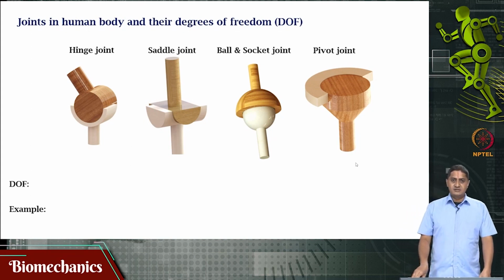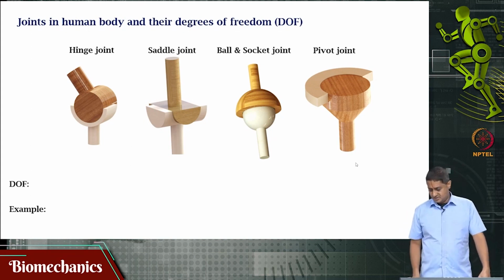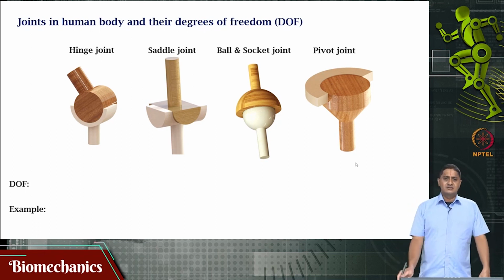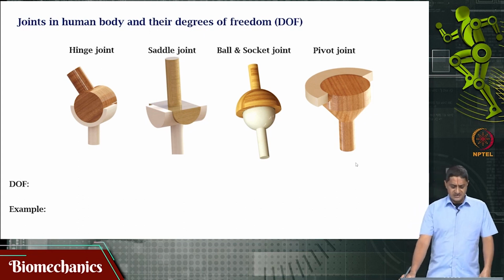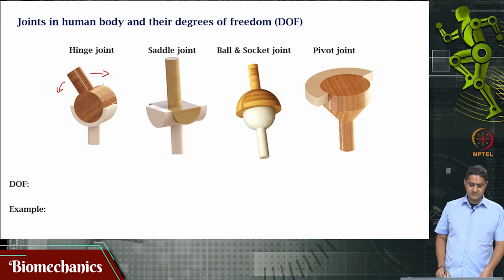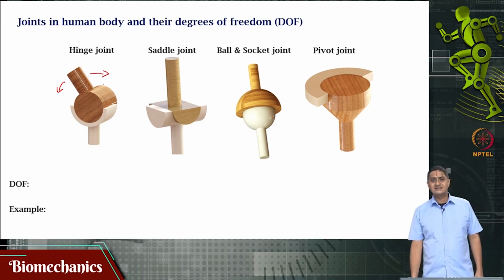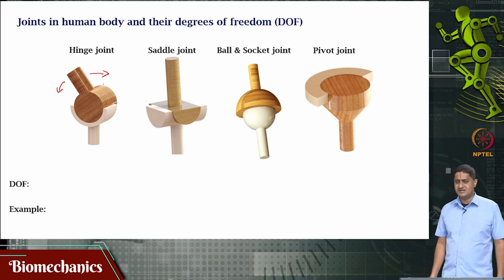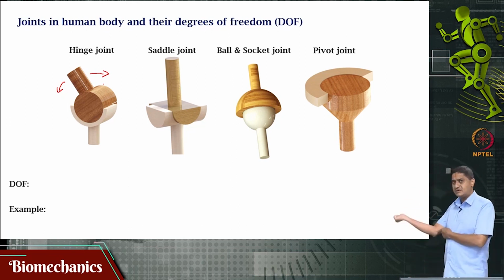One type of joint in the human body that is easy to observe is the hinge joint. In this case, the joint can rotate either in this direction or in that direction. That is, it has a single degree of freedom. For example, the elbow joint. This flexion and extension of the forearm happens with a single degree of freedom.